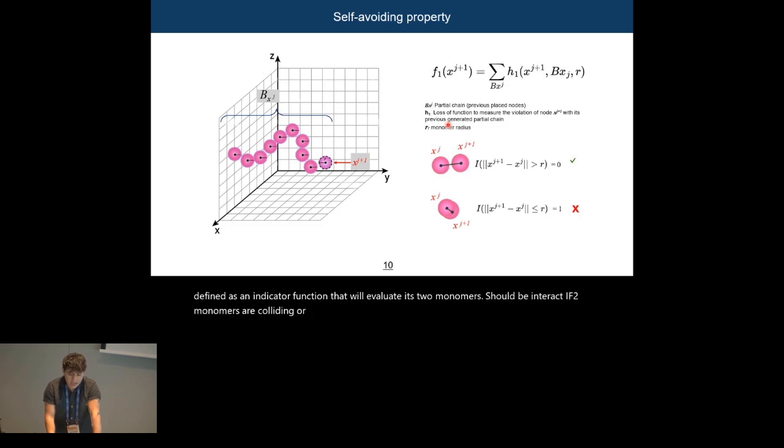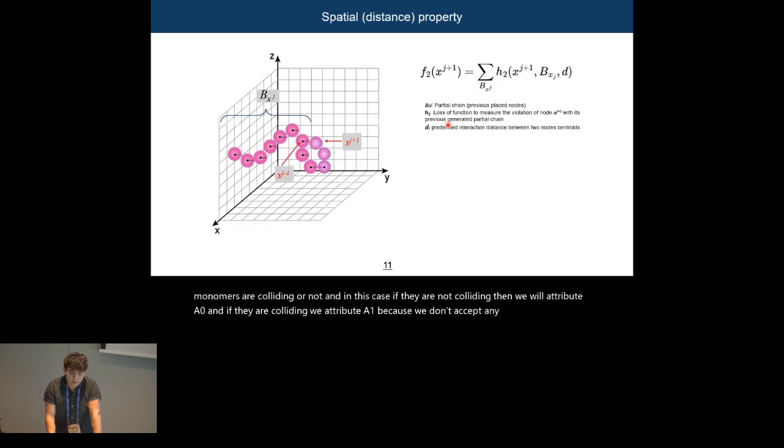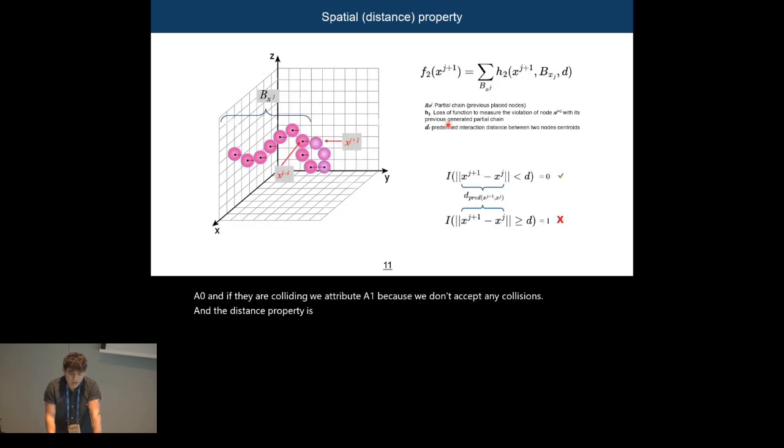And in this case, if they are not colliding, then we'll attribute a 0. And if they are colliding, we attribute a 1 because we don't accept any collisions. And the distance property is something similar, and it's an indicator function that evaluates if two monomers should be interacting in the chromatin chain.